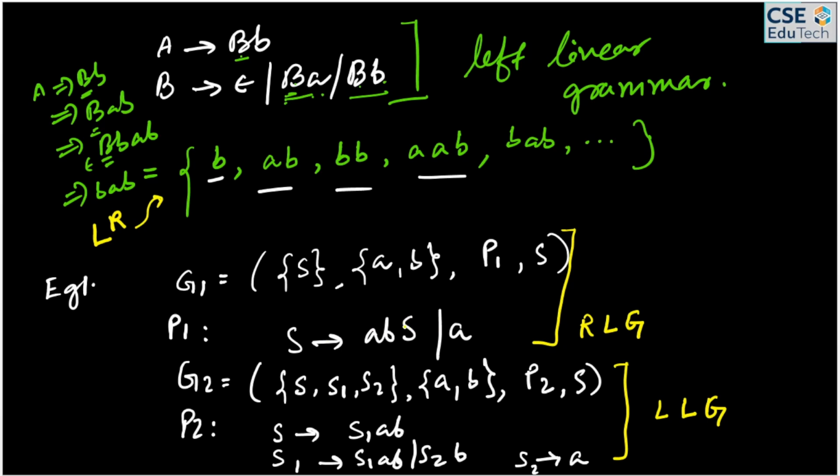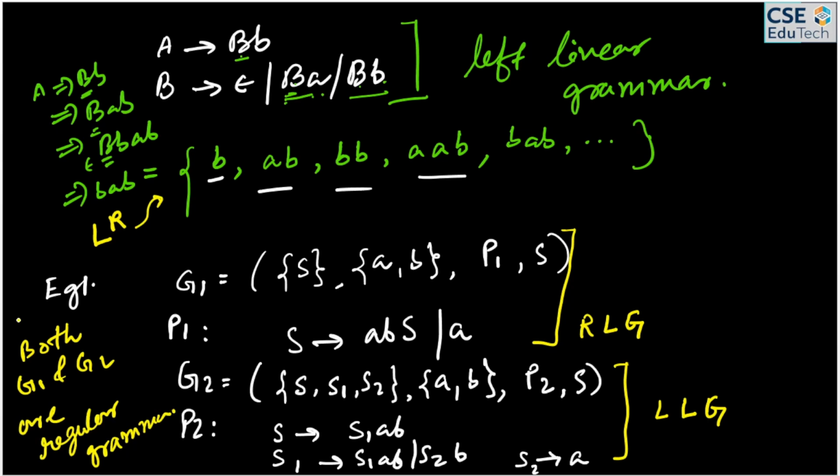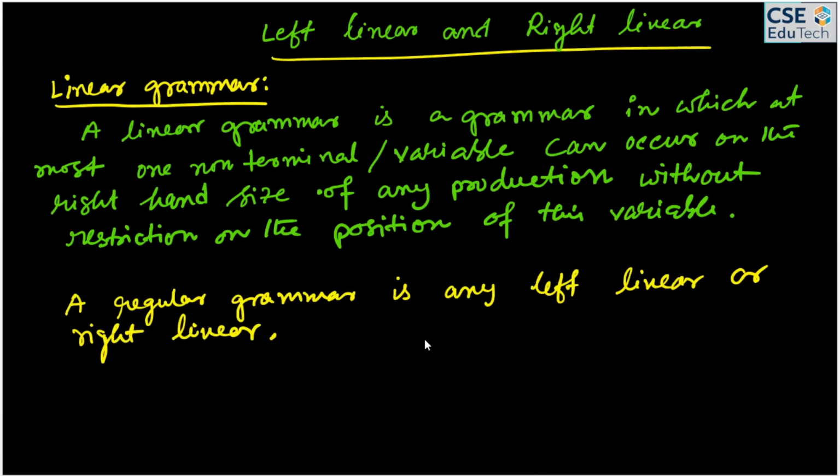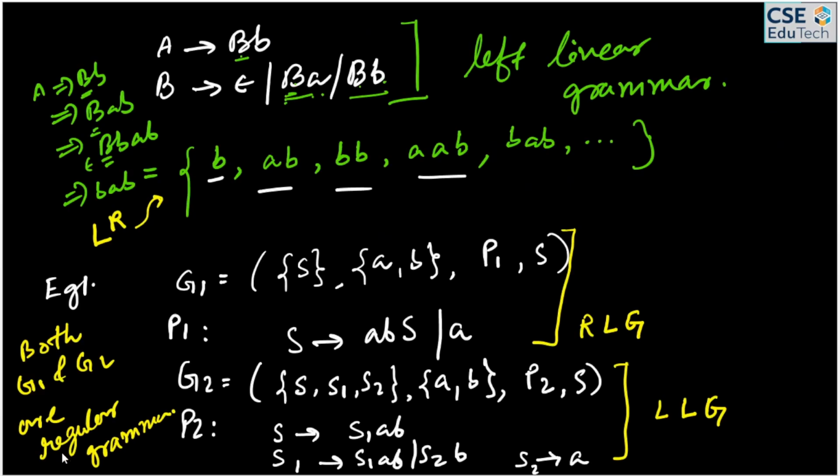Now in G1, every production is in the form of right linear. In grammar G2, every production is of the form of left linear. So both G1 and G2 are regular grammars. As we have defined here, a regular grammar is either left linear or right linear, but not both. So that's why both G1 and G2 are regular grammars.